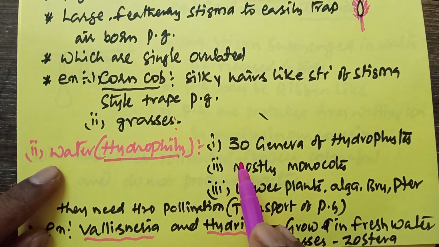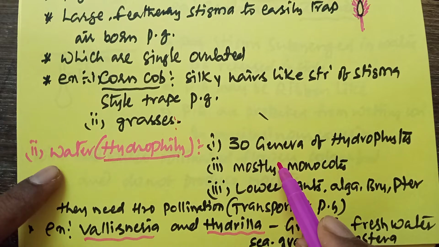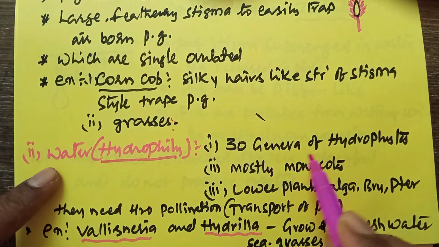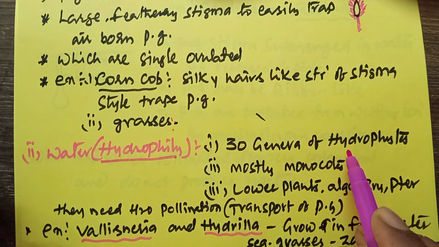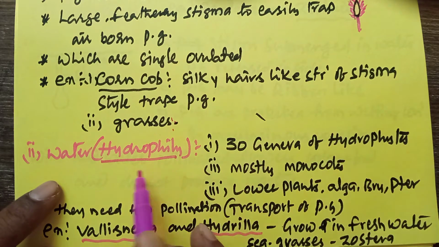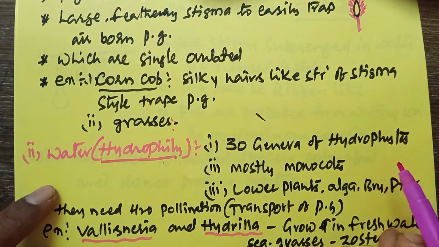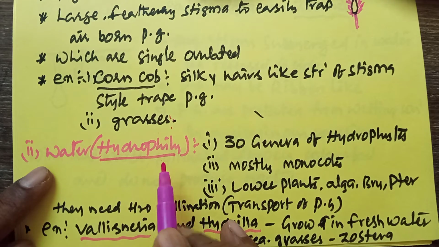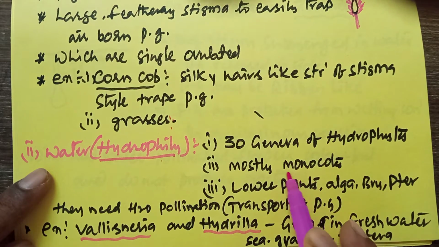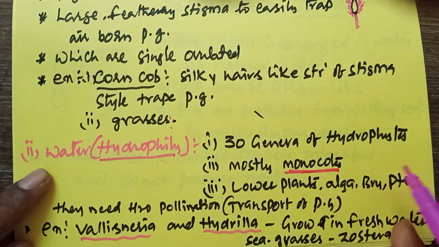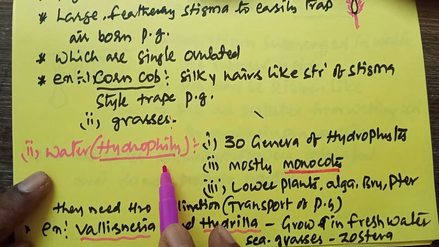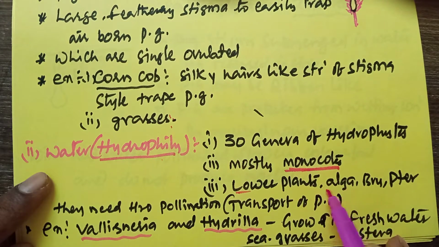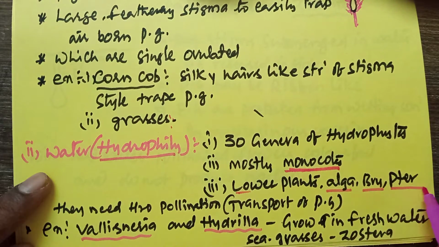The hydrophytes which are involved in pollination mainly by water are about 30 genera. So 30 genera of hydrophytic plants prefer hydrophily, or water pollination. Most of the hydrophytic plants belong to monocotyledonous plants, and hydrophilous pollination mostly occurs in lower plants such as algae, bryophytes and pteridophytes, etc.